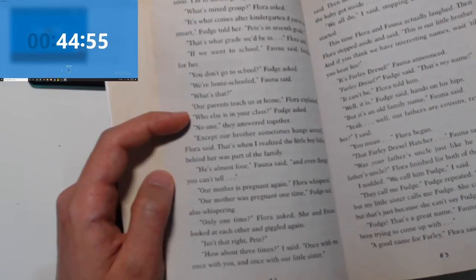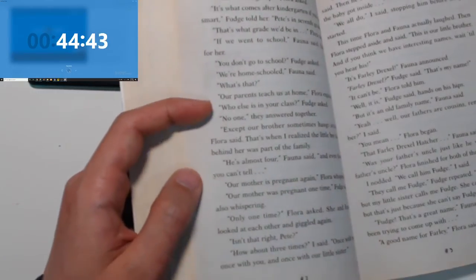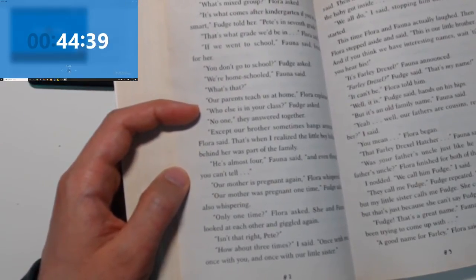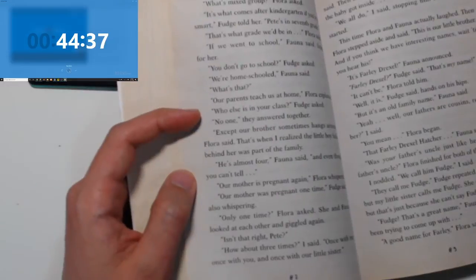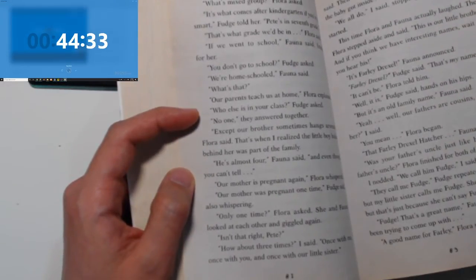Then Flora stepped aside and said, "This is our little brother, and if you think we have interesting names, wait till you hear his. It's Fairly Relaxed," Fauna announced. "Fairly Relaxed?" Fudge said. "That's my name."